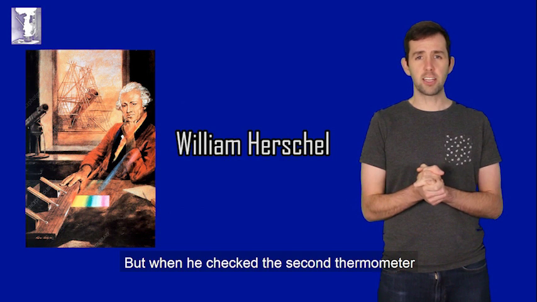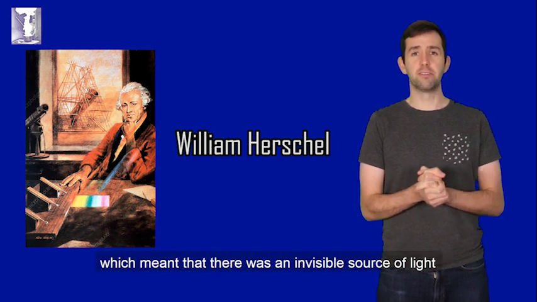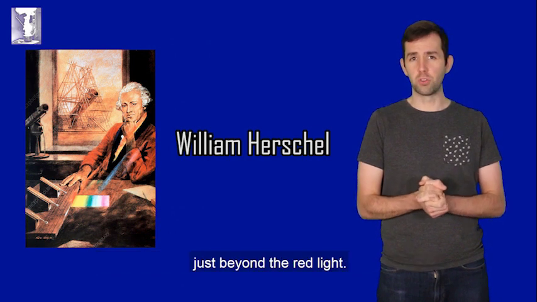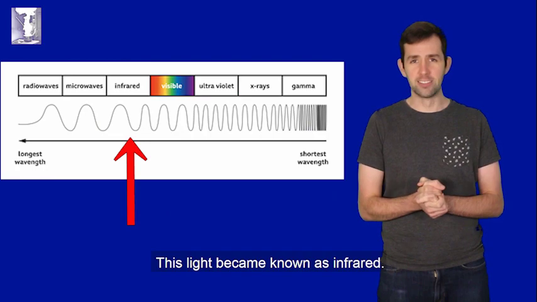But when he checked the second thermometer, he found that it was even hotter still, which meant that there was an invisible source of light just beyond the red light. This light became known as infrared.